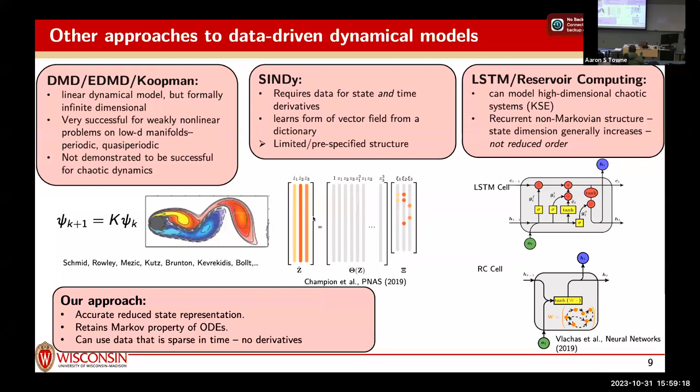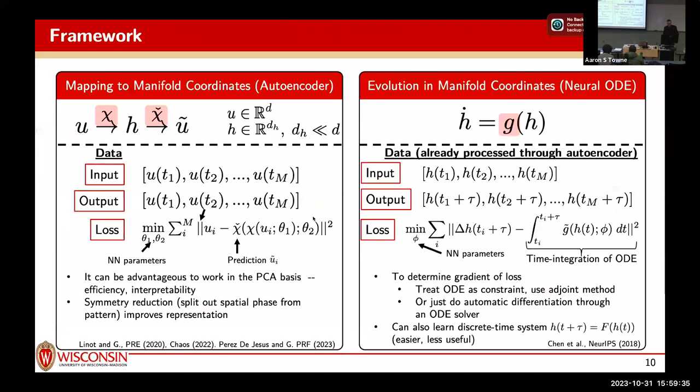Okay. So we want accurate reduced order representations. We want to satisfy the Markov property. We want to use data that's sparse in time. We don't want to have to estimate time derivatives from data. And so I have one, this is one sort of technical slide. This is the basic approach that we're taking. So there are two pieces to this approach. So we imagine that we've gathered a whole data set. Okay, so we've done a DNS, we've done an experiment. So we have lots of data, time series of fairly high dimensional data.